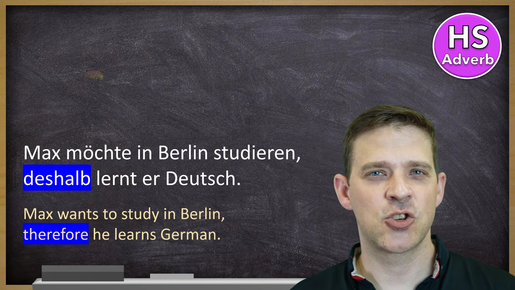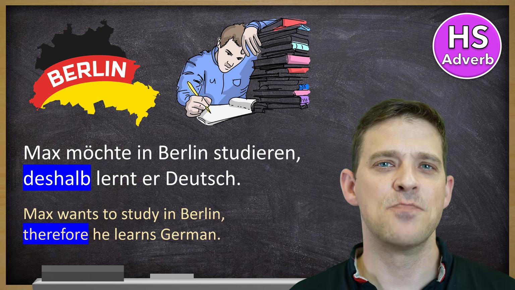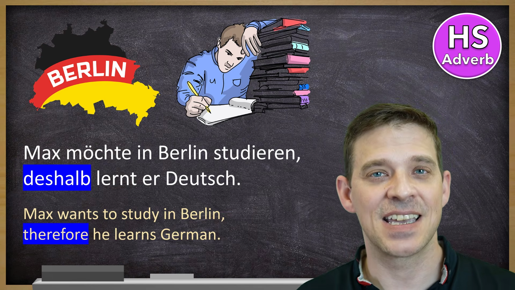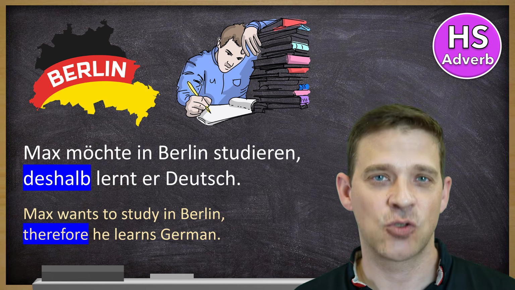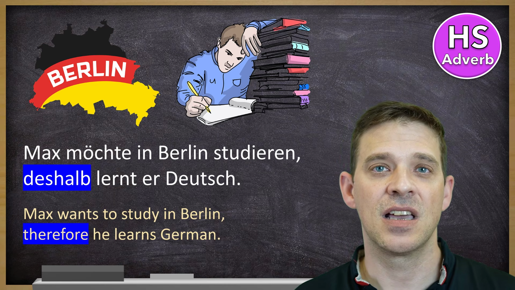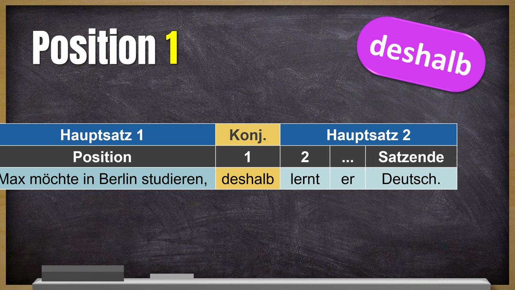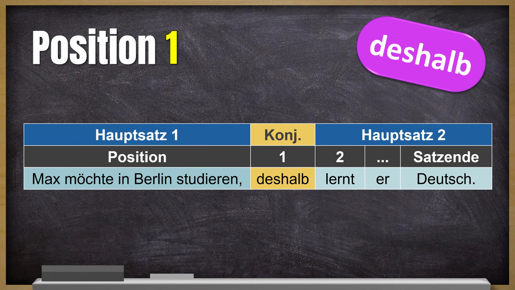Max möchte in Berlin studieren, deshalb lernt er Deutsch. So Max wants to study in Berlin, therefore or so he learns German. Und auch hier die Position ist Nummer 1. But it's followed by a main clause, therefore the conjugated verb lernt is on position 2.